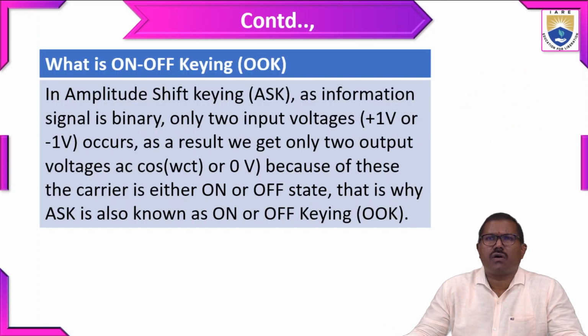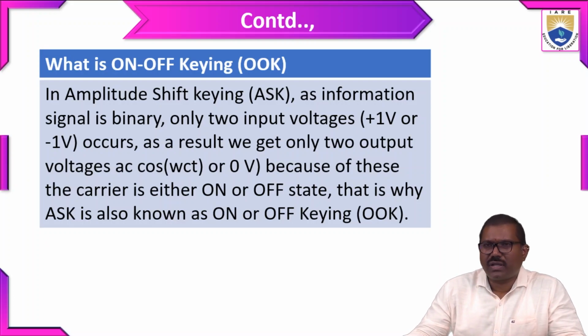Coming to what is on-off keying, in simple terms OOK. In amplitude shift keying, as the information signal is binary, only two input voltages, +1 or -1, occur. As a result, we get only two output voltages, A_c cos omega_c t or 0 volts. Because of this, the carrier is either in on or off state. That is why ASK is known as on-off keying.